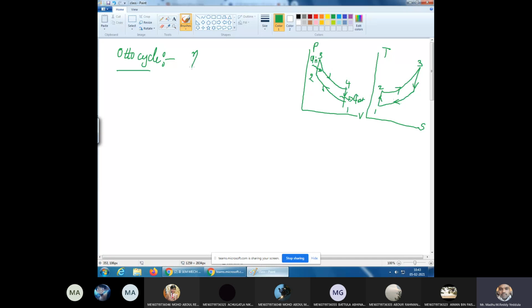Now, we came to know the air standard efficiency of the Otto cycle is equal to 1 minus 1 by r power gamma minus 1, where r is the compression ratio. r is the compression ratio, right? How to define compression ratio?